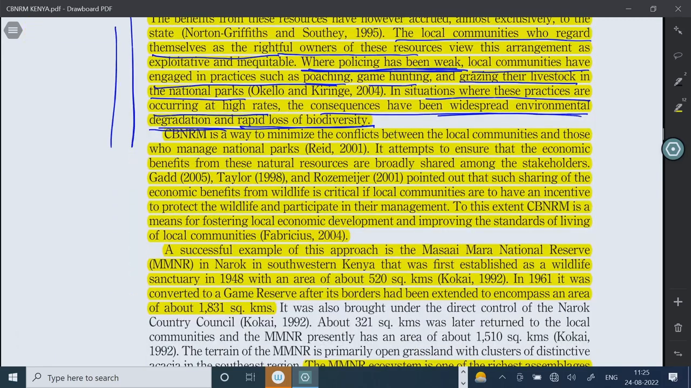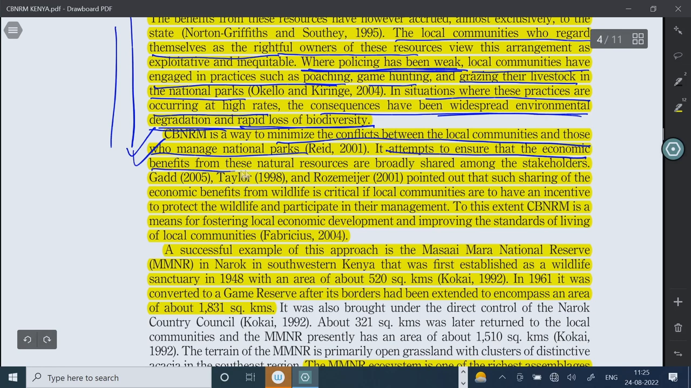Now, CBNRM is a way which can help to address this kind of situation and also to minimize the conflicts between local communities and those authorities who manage these protected parks or forest areas. CBNRM also attempts to ensure that economic benefits from the natural resources are broadly shared among the various stakeholders.